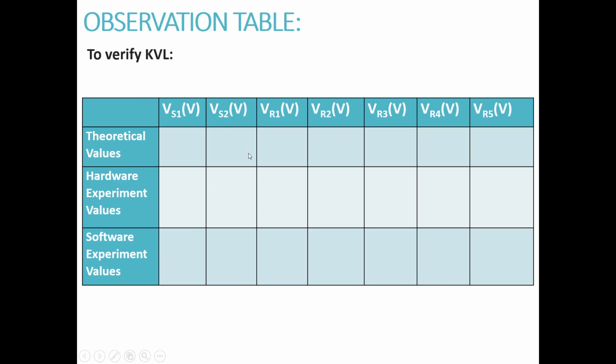You have to determine the voltage drops across each and every element theoretically. So theoretical values: source voltage 1, source voltage 2, voltage across resistor 1, voltage across resistor 2, voltage across resistor 3, voltage across resistor 4, and voltage across resistor 5 must be tabulated in this tabular column. After doing hardware experiments, you tabulate all these values in this tabular column. After doing the software experiment, you tabulate all the values in this tabular column.